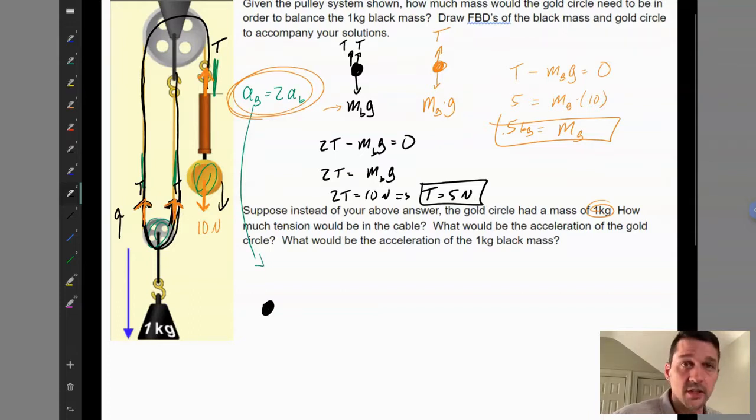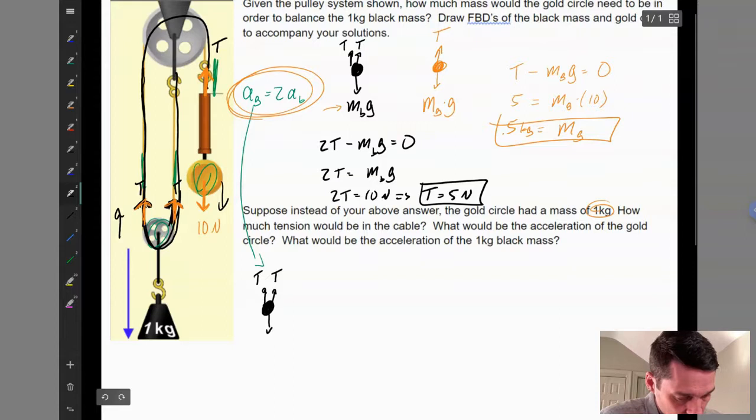Their accelerations will agree with each other. So we've got two tensions upward, and we've got m_black g downward. So since this is going to accelerate upward, I'm going to call that positive. So we got 2T minus m_black times g equals m_black times a. We don't know what this acceleration is yet.